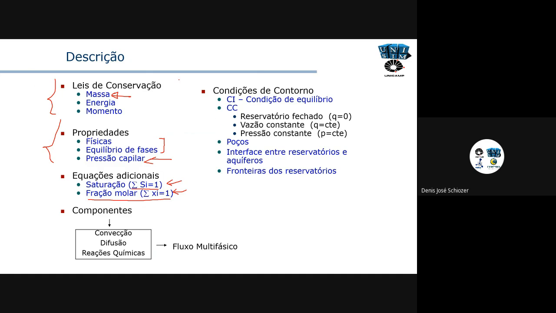Once we have all this in the simulators, we have initial conditions. We are going to see today what the initial conditions for the reservoir are. The boundary conditions we are also going to see today. The wells also we're going to see in the class today.